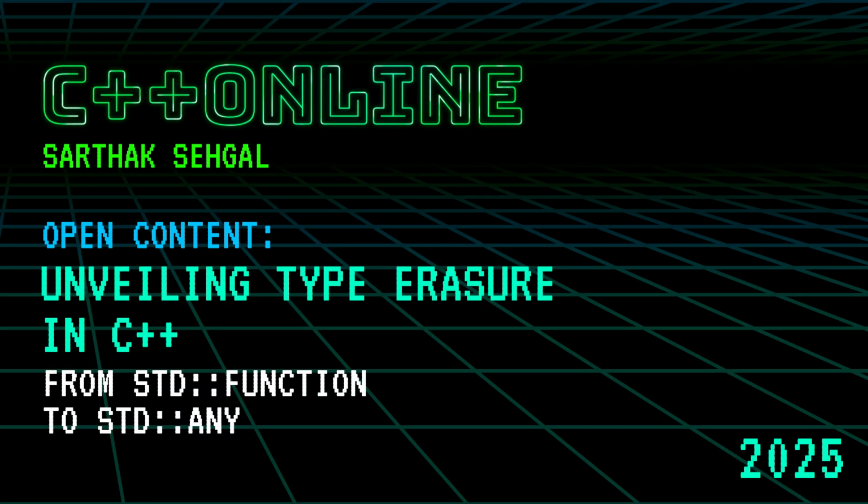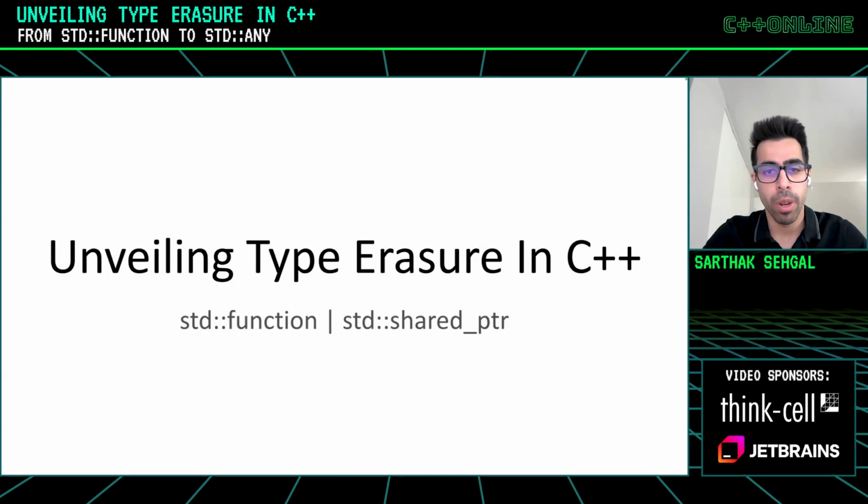Hello, everyone, and welcome to cpponline. I'm Sarthak, and I'll be talking about type erasure in the C++ standard library today. I'll start off with std::function. We're going to build our own std::function from scratch. And as we build the standard library container, we'll explore what type erasure is and how std::function leverages that. It's a fundamental part of how std::function is implemented.